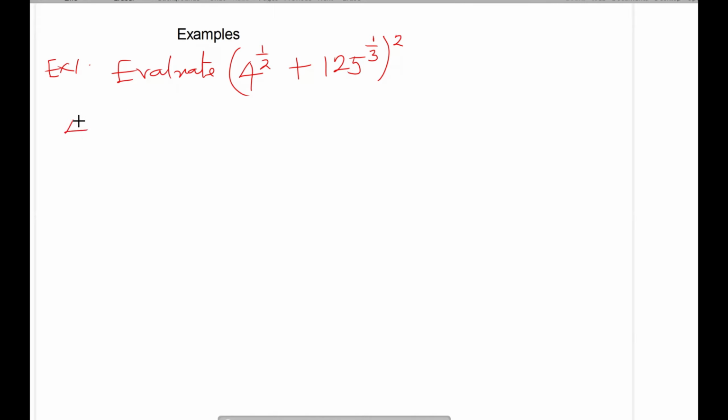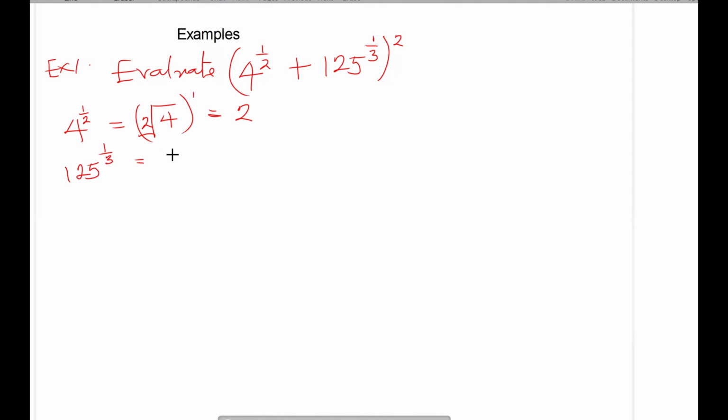What do we mean by 4 to the power of half? Don't forget, since the power here is a fraction, it's a fractional index, you can apply the fractional index law. The numerator here is 1, the denominator is 2. I can say it is the square root of 4 to the power of 1. The square root of 4 is 2, and 2 raised to the power of 1 is still 2. The same thing for our 125 raised to the power of 1 over 3. It's also a fractional index law, and you can apply that.